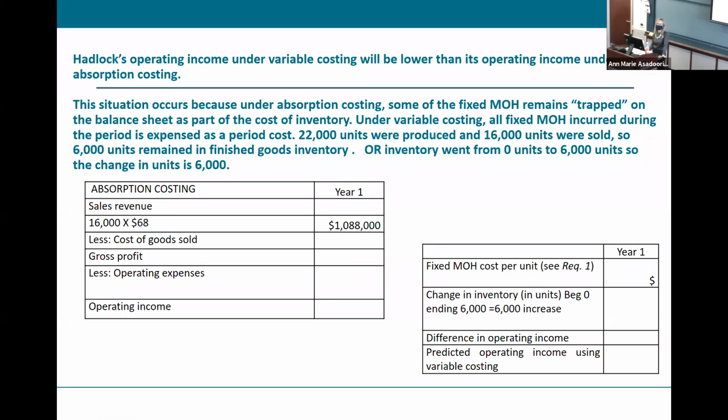I also know under my traditional income statement, the first thing I'm going to deduct is my cost of goods sold, right? This income statement sets your expenses up by how they function. So here, cost of goods sold is where I'm matching the cost to the revenue. I sold that unit for 68, and I'm saying this is what it cost me to make that unit. So that's my cost of goods sold, subtract that out, and that's my gross margin or gross profit.